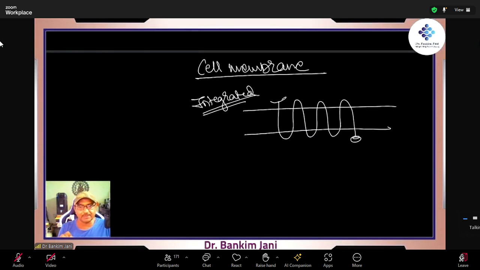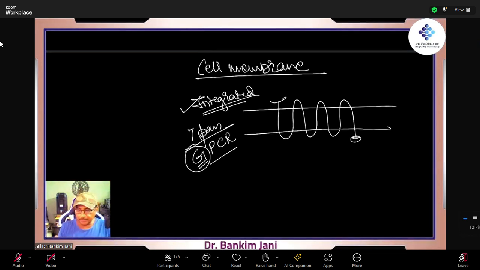In this 7-pass receptor, the protein which is used is guanosine, so that's why we also call it a G protein coupled receptor. Today, this G protein will be discussed at length, with all its subunits. It is also called an integral protein because we cannot separate it. If we try to separate it, it will be destroyed.